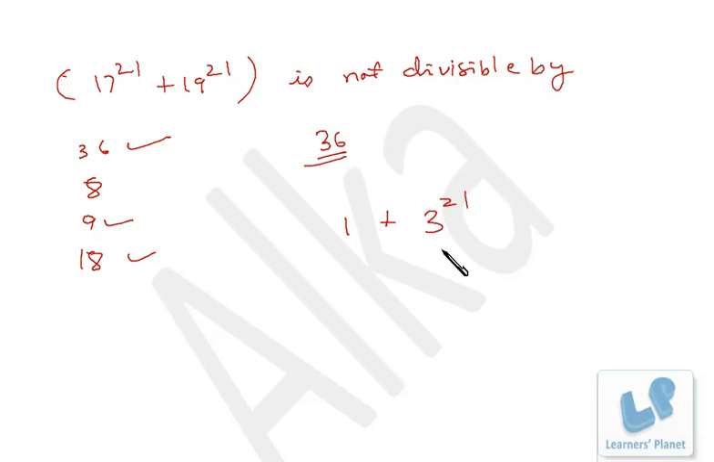Now we have to further reduce it. So 3 raised to 21 can be written as 3 raised to 20 into 3. 3 raised to 20 can be written as 9 raised to 10. Now 9 raised to 10 can be written as 8 plus 1 raised to 10, so the remainder will be 1 only. That is 1 raised to 10, that's 1. So the final remainder will be 1 into 3, 3, plus 1, 4. So if this expression is divided by 8, the remainder will be 4.